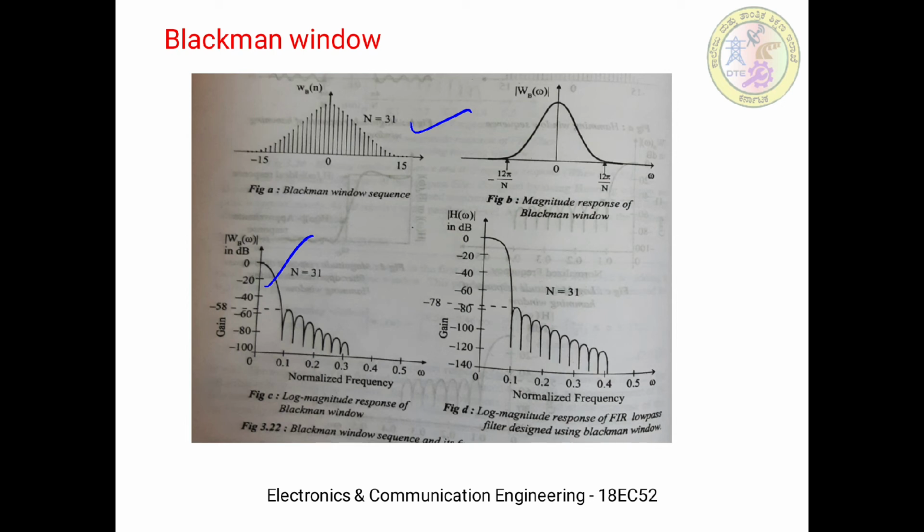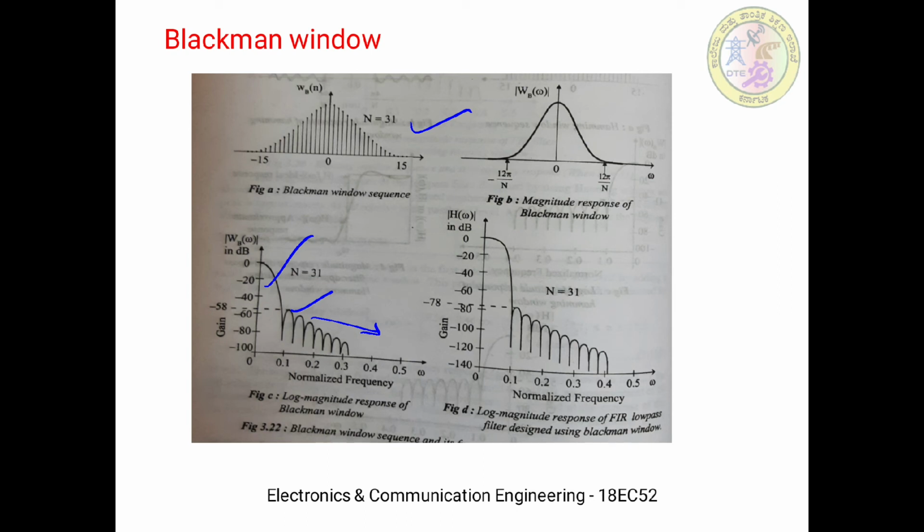And also the magnitude of the first side lobe is minus 58 dB, and the important thing to note is the side lobe magnitude gradually decreases with the frequency. This feature is achieved at the cost of increased main lobe width. So even though main lobe width increases, the magnitudes of the side lobes gradually decrease with the frequency. Therefore there is always a trade-off between the main lobe width as well as the characteristics of these side lobes.